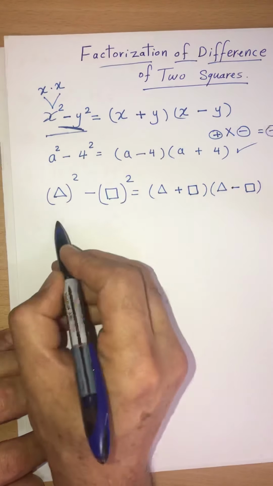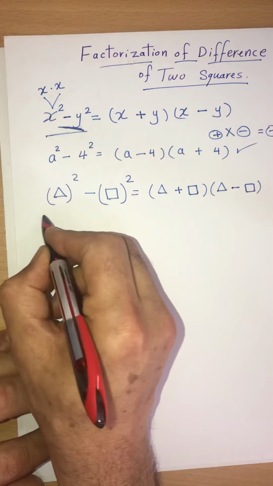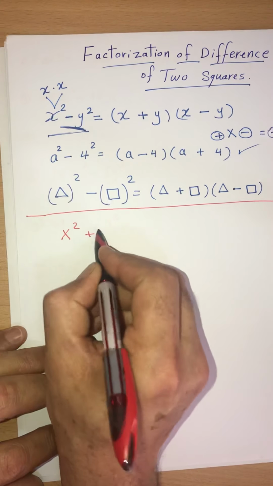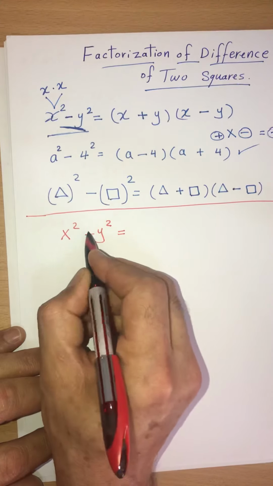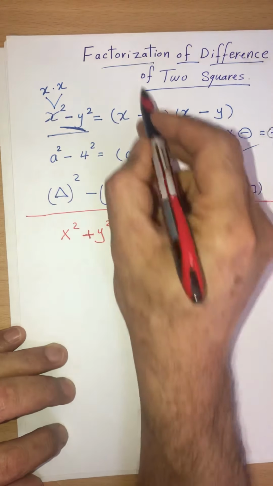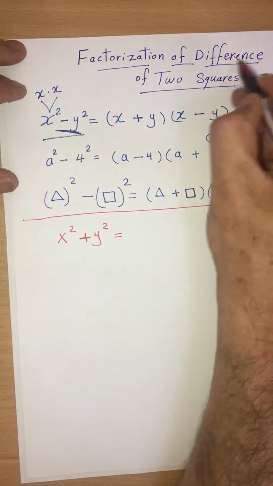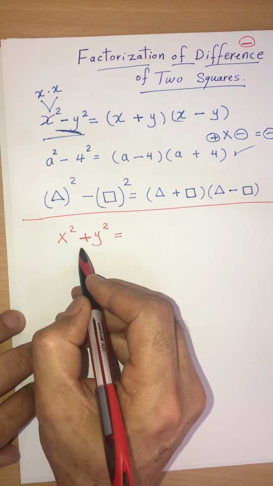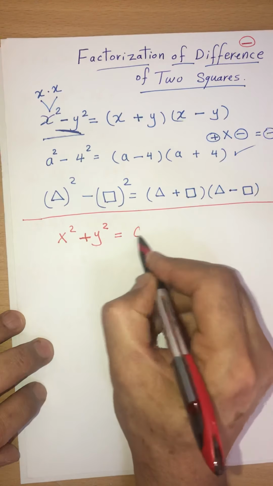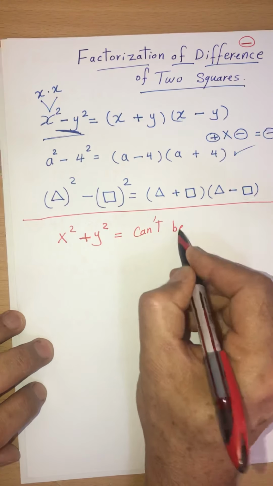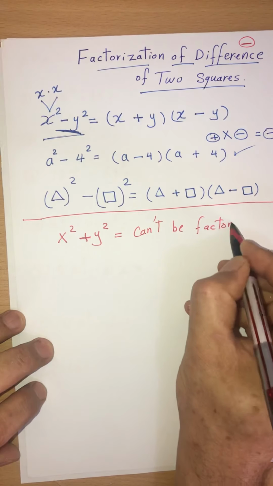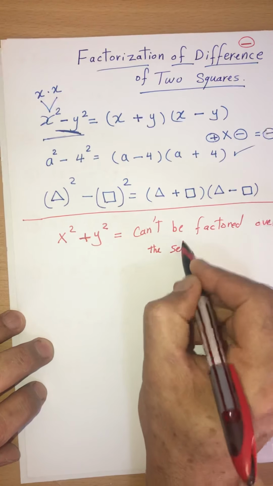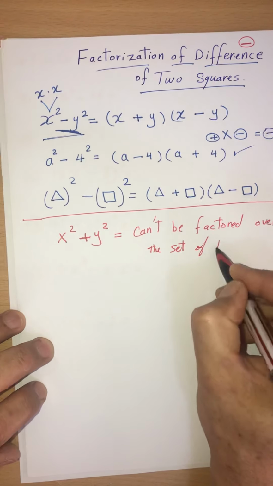That's it. Be careful. We don't have a factorization for a sum of two squares over the set of real numbers. x squared plus y squared. Be careful. This is plus, not minus. The lesson: a factorization exists only for a difference, a minus, of two squares. If this is a plus, a sum of two squares, it cannot be factored over the set of real numbers.